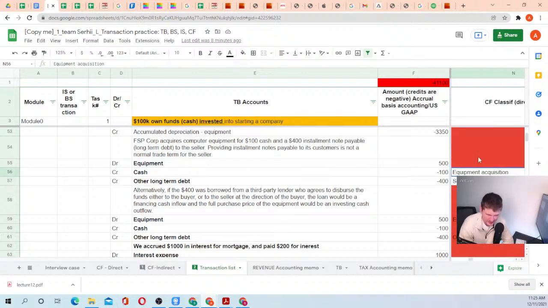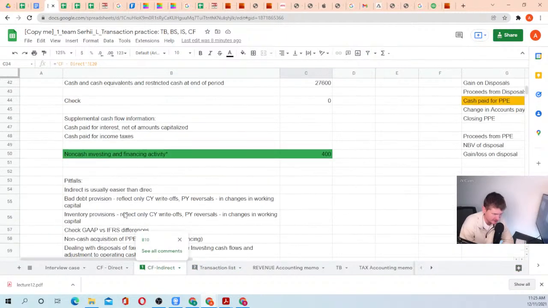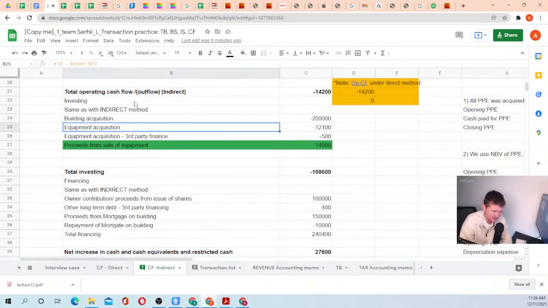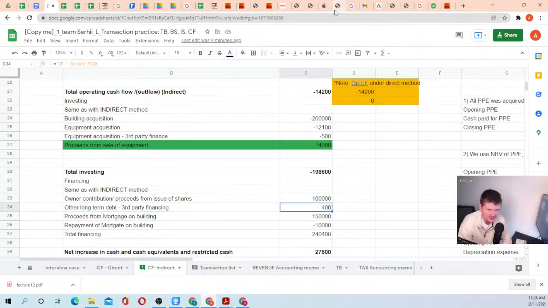In that case, we only show 100 in equipment acquisition, and we will have a seller-financed equipment acquisition. This will be a non-cash item. Where did I reflect it? Non-cash investing and financing activity, 400. It is not considered a cash flow. If it's from the seller or a financial lease, it's not a cash flow. So it goes here, and for investing activities you only get 100. When the same transaction is financed by a third party, you will reflect 500 as an outflow and 400 as a financing cash inflow.